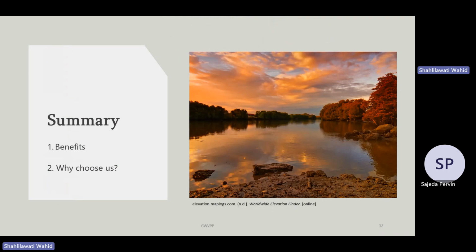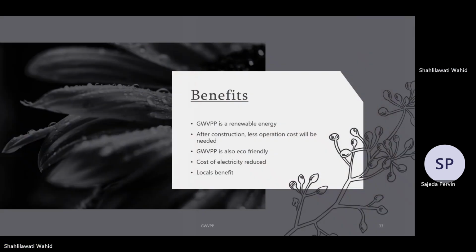And now comes our summary. Our summary will include the benefits and why you would want to pick us. For the benefits, this power plant is renewable energy, and after construction the day-to-day expenses will be less, as it will be an automated machine once it's constructed. This is also eco-friendly.